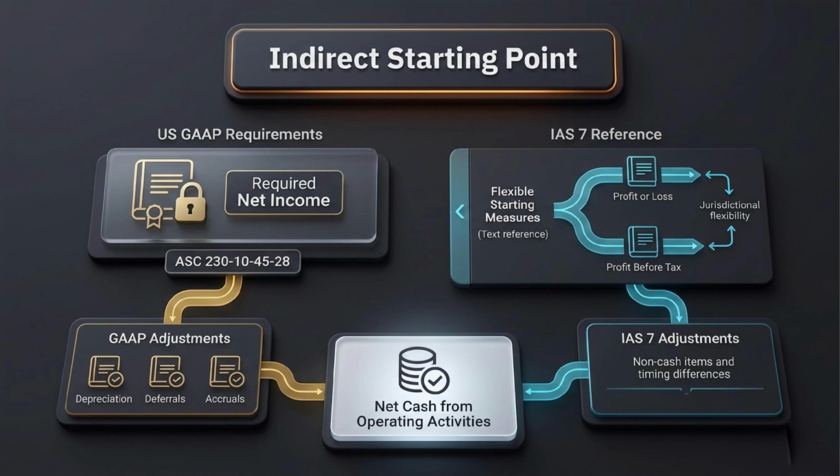Start with a performance measure and adjust for non-cash items and timing differences to reach operating cash flow. But the specific starting point is not always identical across frameworks. In exams and professional work, this is where wording matters. If the question says US GAAP, start with net income. Do not freestyle the starting point like a jazz musician with a cash flow statement.